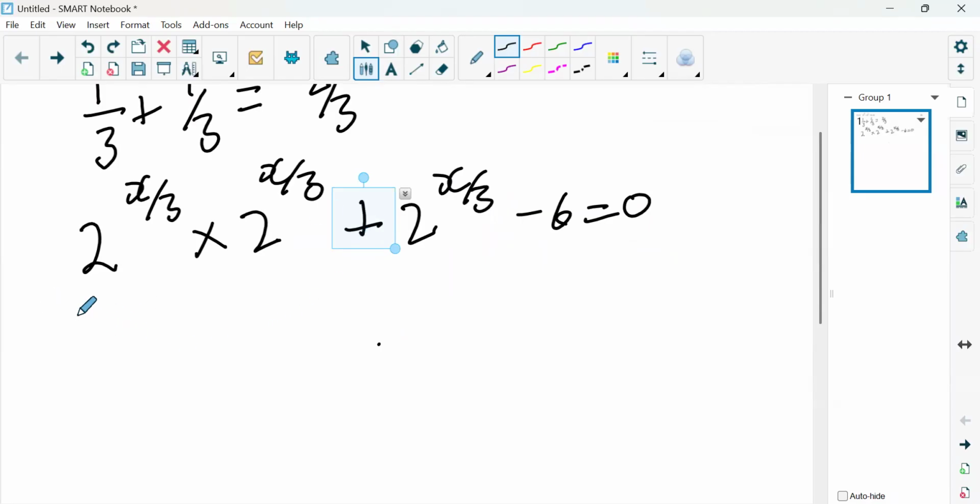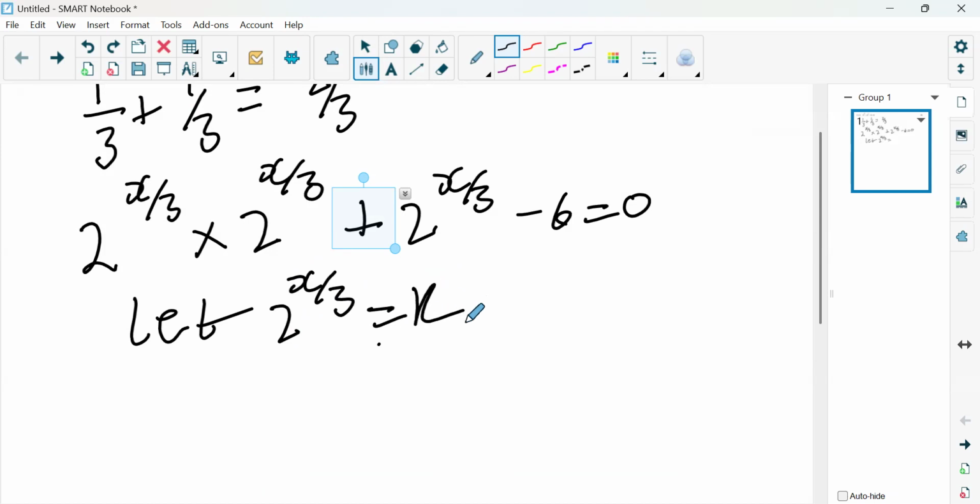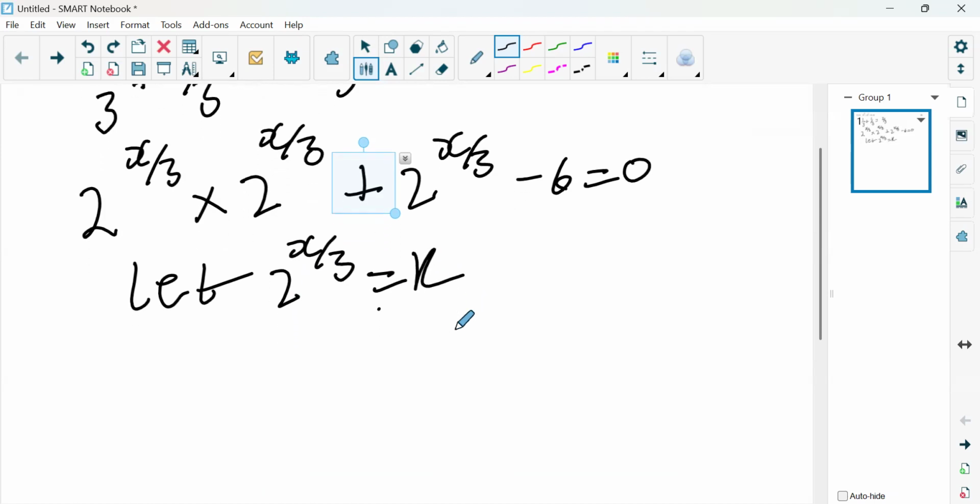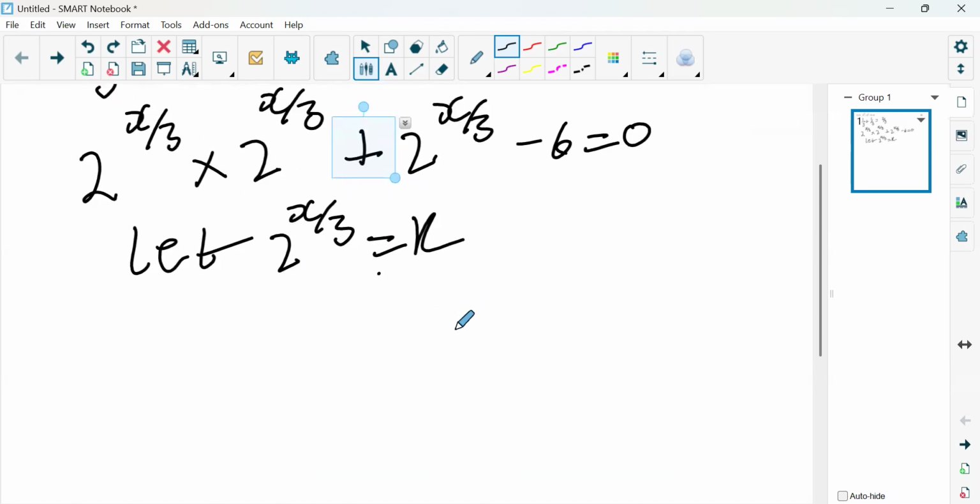If you are not comfortable with factorizing something like this, just remember you can use the K method. So let's let 2 to the power of x all over 3 be equal to k. Now, if we do that, let's substitute everywhere we see 2 to the power of x all over 3, we put k.